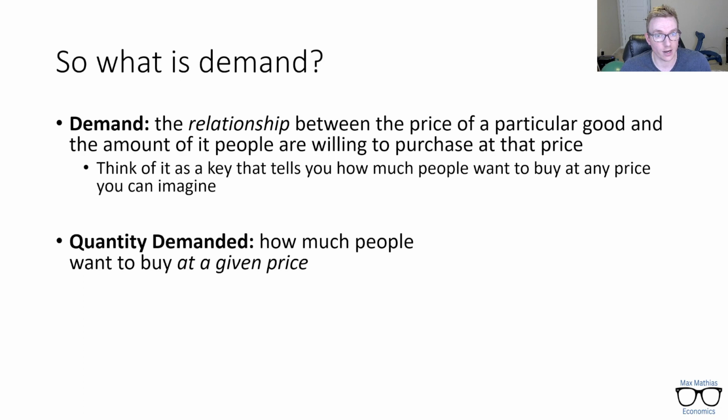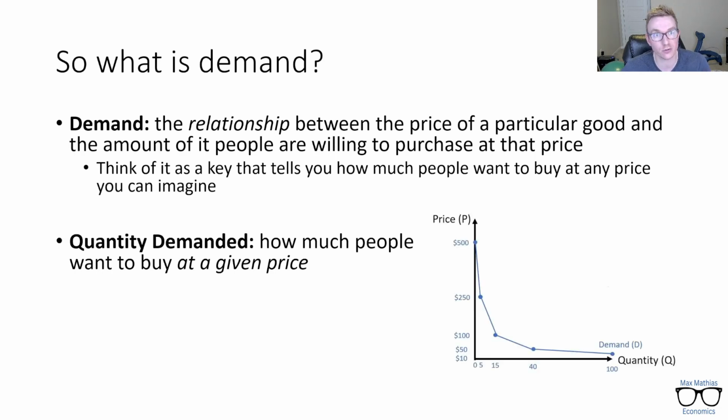This is where, if you've ever taken a principles of micro class, it seems like we as economists are getting very particular with our definitions, but quantity demanded is how much people want to buy at a given price. So demand is the relationship. Quantity demanded, I always like to think of it as a point on the line. So if we go back to our demand curve from the last slide, that point right there, $500 and 0 people wanting to buy it, that is a quantity demanded.